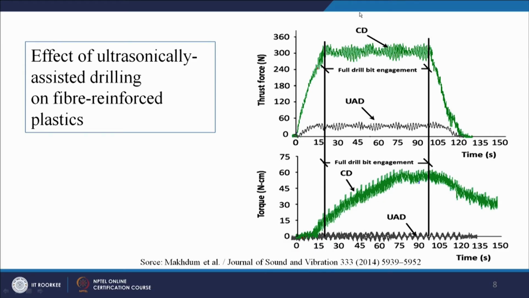You can see in conventional drilling, the green signal is the thrust force signal for conventional drilling, and the black signal is for the ultrasonically assisted drilling. So you can see the order of difference between the thrust force generated during conventional drilling and during ultrasonic assisted drilling. Similar is the case with torque. We can see the torque in the case of ultrasonic assisted drilling is very less, whereas in conventional drilling it is quite high. So this is the full engagement.